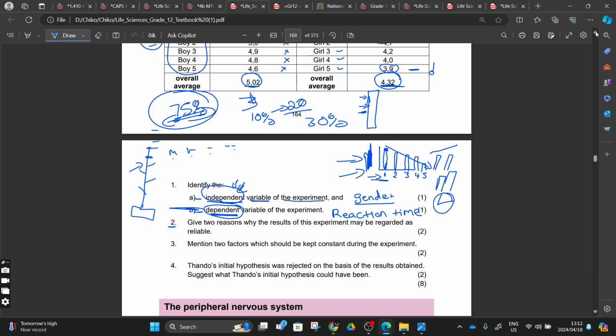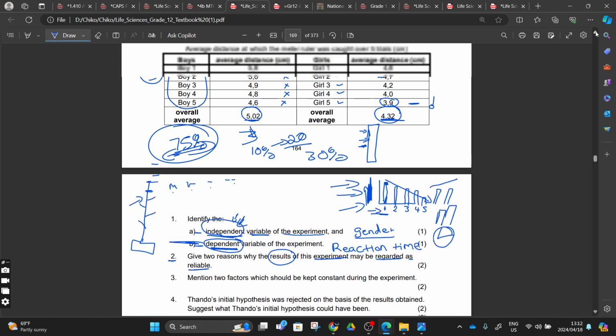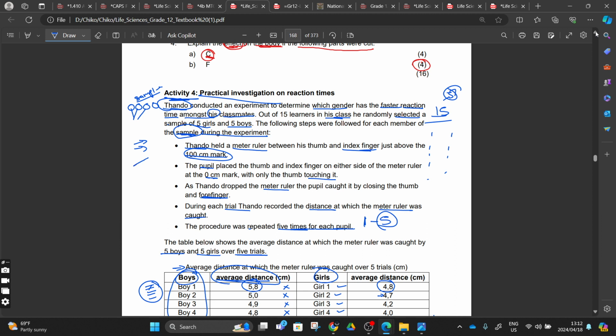Then number 2, and then they said another thing, you have to learn to draw this graph, right? Number 2, give 2 reasons why the results of this experiment may be regarded as reliable. Where do we get these answers? We get them here. What did these people do so that we can rely? Reliable, they just say rely. We can rely on their answer. What is it that they do to make sure that whatever answer, to be fair, what did they do so that our answer should be fair, so that we can rely on those answers, right?